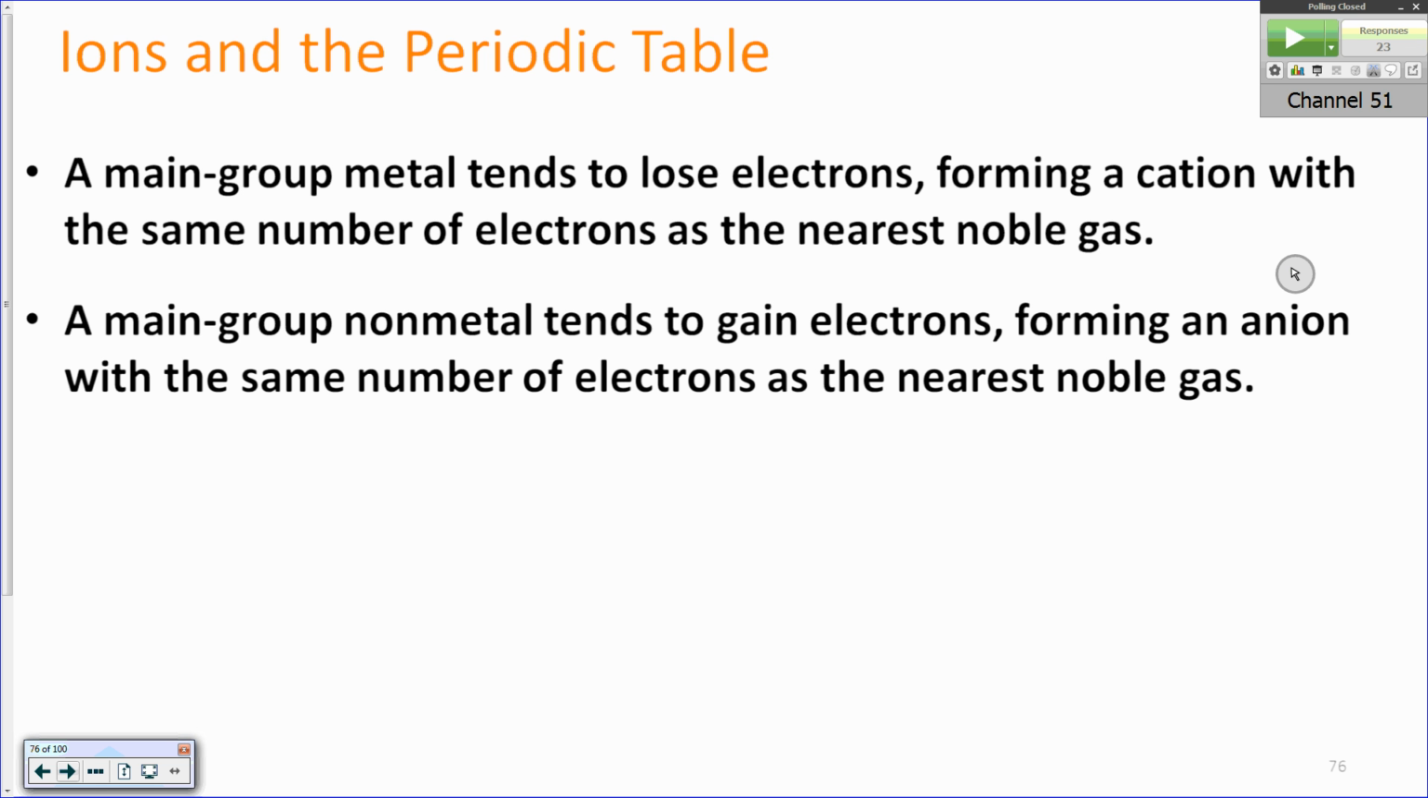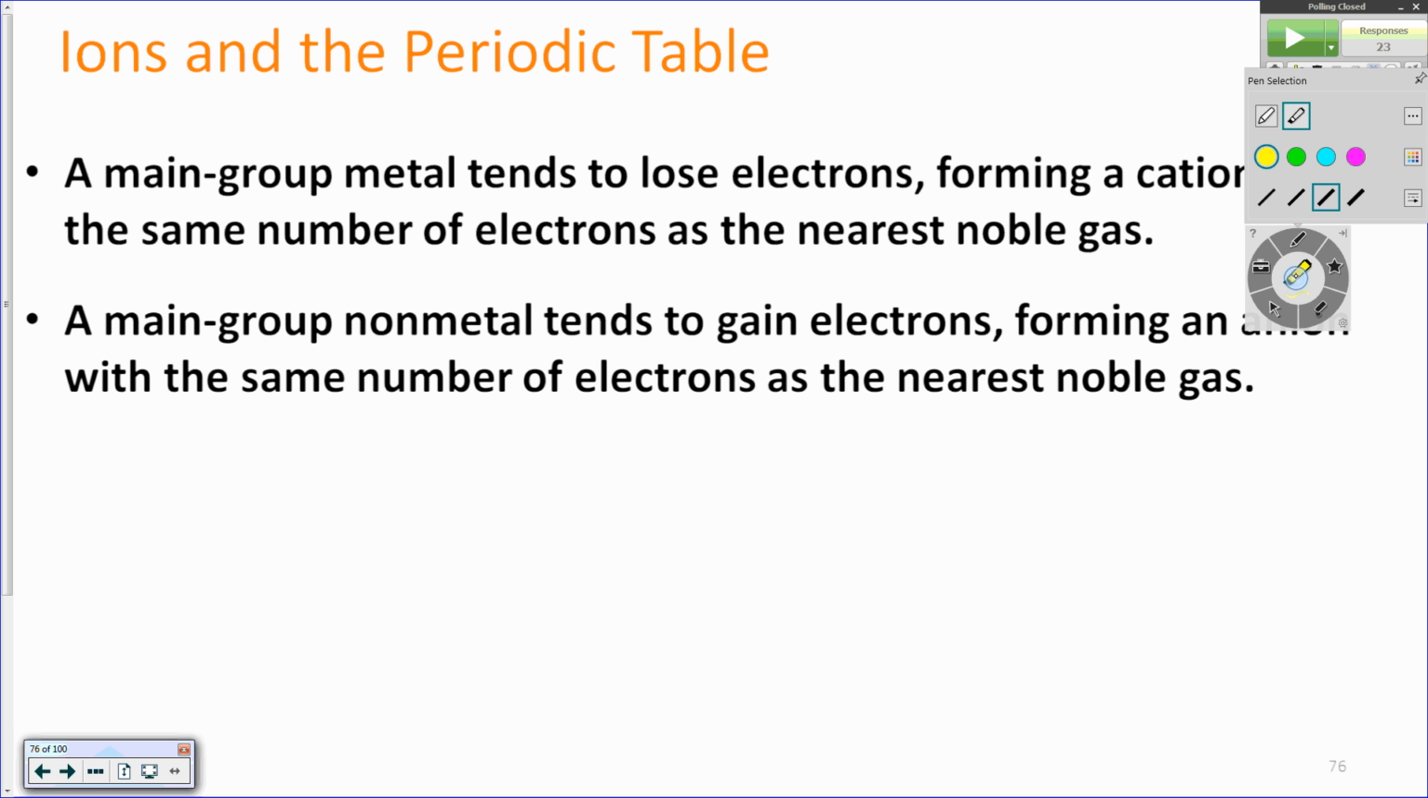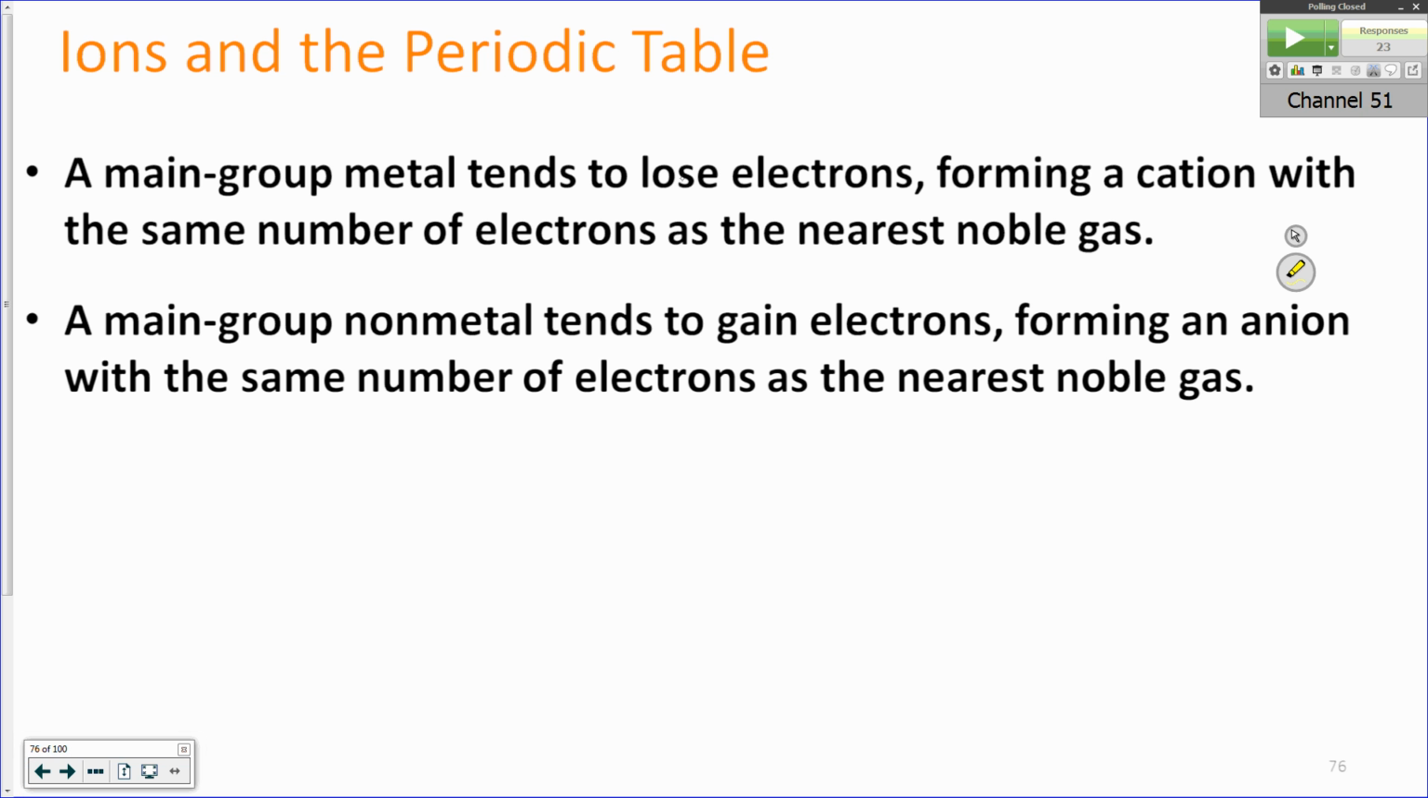So now we know that some elements can react to gain and lose electrons in chemical reactions. If they lose electrons, they make a cation. They're going to tend to lose the number of electrons so that they have the same number of electrons as the nearest noble gas. If we look at nonmetals, the opposite is true. Nonmetals tend to gain electrons, and they're going to gain enough electrons to be the same as the nearest noble gas. What the heck does that mean?